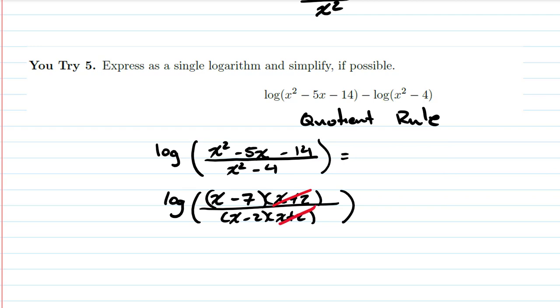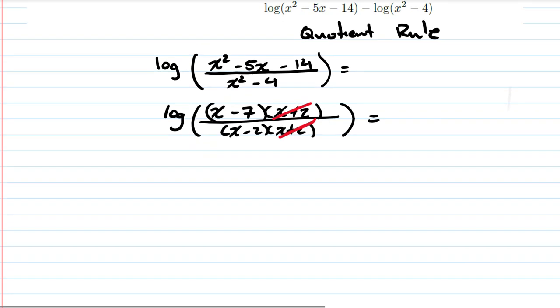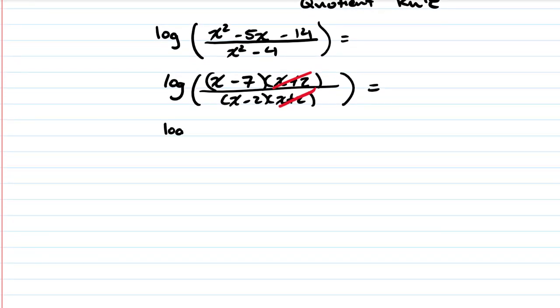Our x plus 2's reduce out. And we get, after all of that, the log of x minus 7 all over x minus 2.